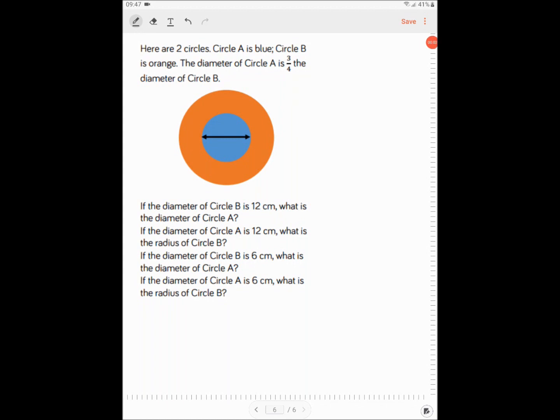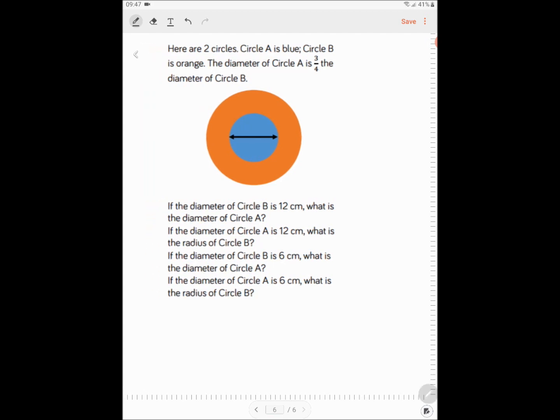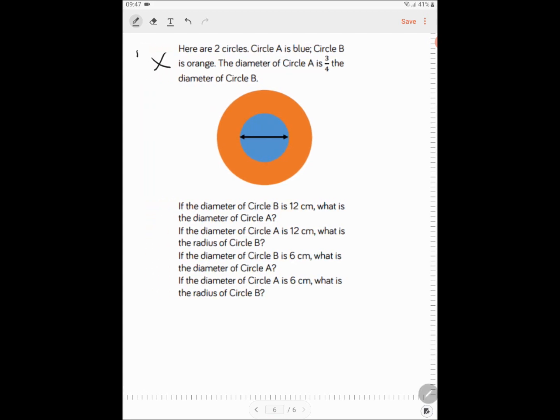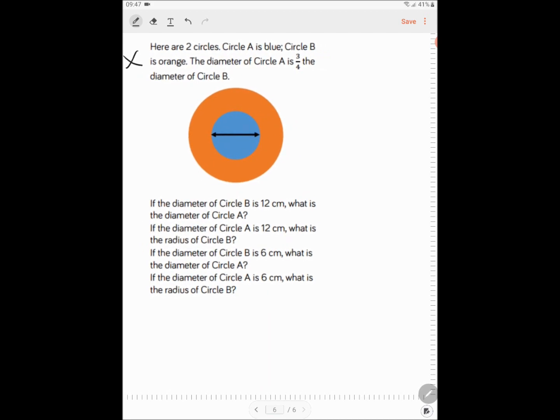Right, so this particular question is looking at ways of manipulating the information that you were given based on fractions. So this first section at the top of it is actually really important. Here are two circles. Circle A is blue. Circle B is orange. We could label it if that helps make it easier. The diameter of circle A is 3/4 of the diameter of circle B. So that's the relationship between the two. A is 3/4 the size of B. You're using that information, and this 3/4 is really important.